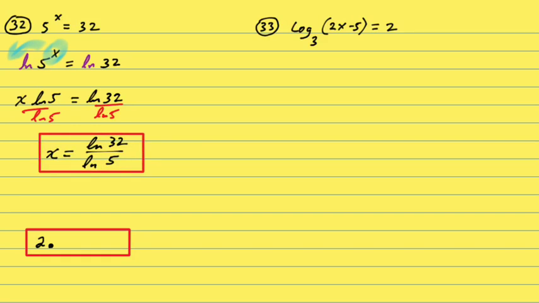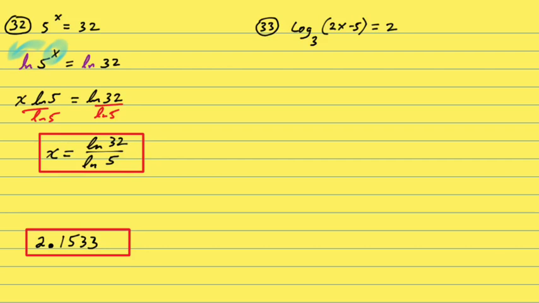As an exact answer, you might call it ln of 32 divided by ln of 5. As a decimal approximation, it is about 2.1533. Again, the top one's an exact answer, the bottom one's a decimal approximation. I like both.